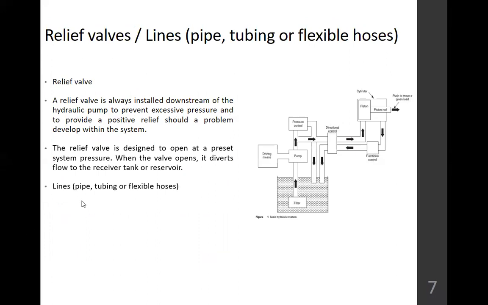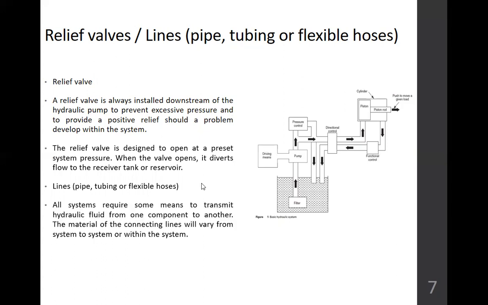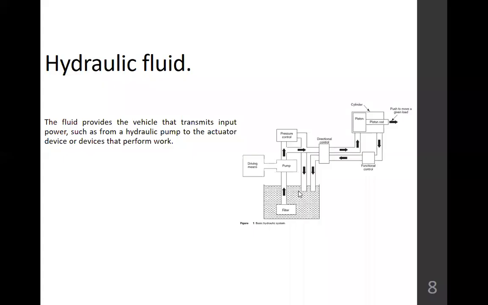Line, the pipe, tubing, or the flexible hoses. All systems require some means to transmit hydraulic fluid from one component to another. So the material of the connecting lines will vary from system to system or within the system. Hydraulic fluid. The fluid provides the vehicle that transmits input power, such as from the hydraulic pump to the actuator device or devices that perform work. So yeah, this is a hydraulic oil lang.